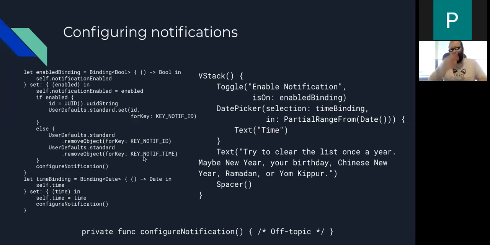I haven't included the code for the configure notification because it's not relevant to SwiftUI. It's all standard iOS code related to local notifications. But as I mentioned earlier, the source code is available on GitHub.